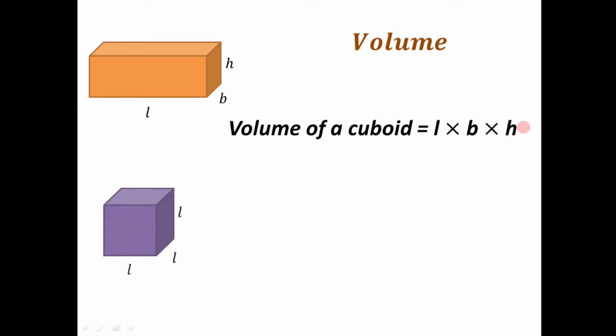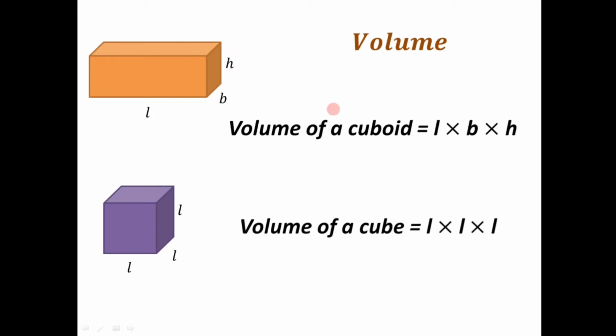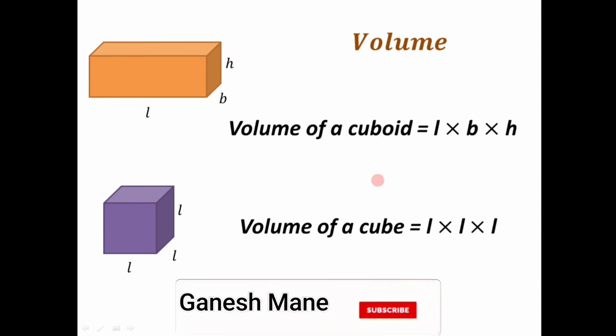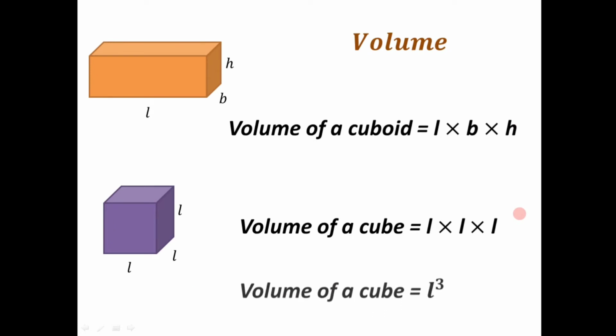In the same way, suppose we have a cube with length L centimeter. Now if we have to find the volume of a cube, we just replace the length, breadth and height in the formula for volume of cuboid by L. As it is a cube, the length, breadth and height are equal. So instead of length, breadth and height, we can write L into L into L. That can be written as volume of a cube is equal to L cube. So the formula for volume of a cube is generated by the formula for volume of a cuboid.